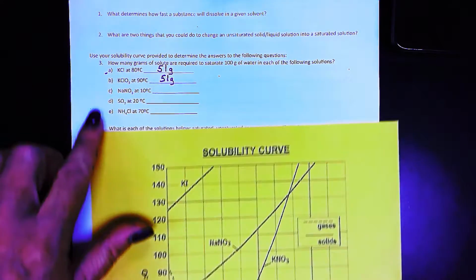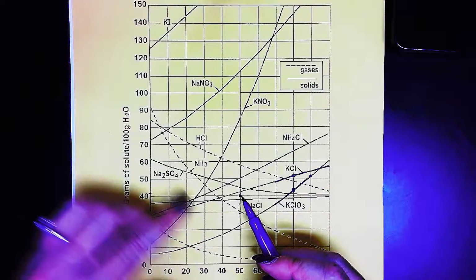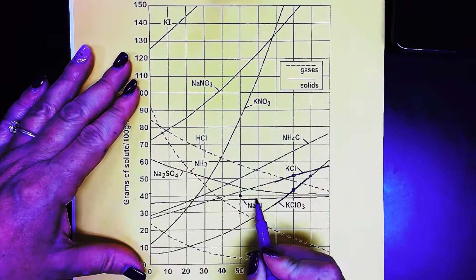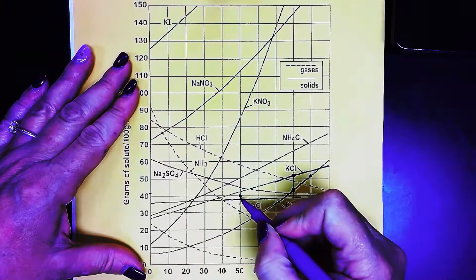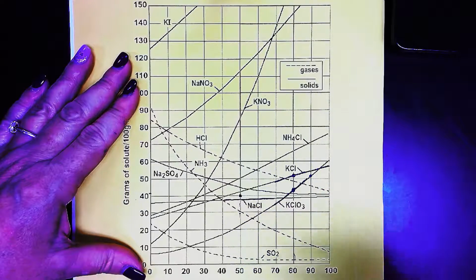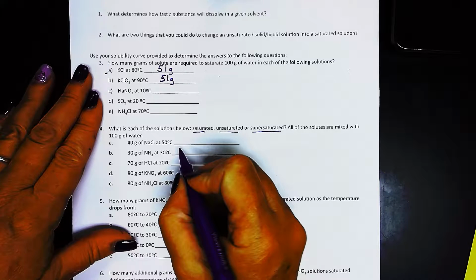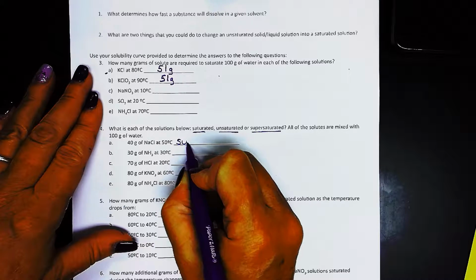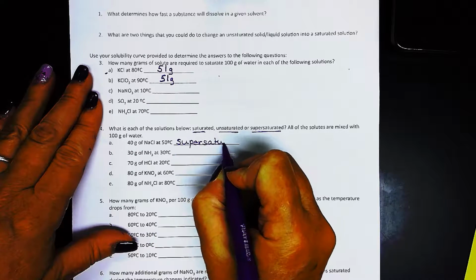Now I need to look at, what was the compound? NaCl. All right, so if I look at this dot, I want to look at where it is relative to the NaCl line. So here's NaCl. Here's the saturation line of NaCl. So the dot that we found is above the saturation line. So that means it's more than saturated. Remember what we call that? We call that supersaturated. So those conditions are going to give us a supersaturated solution.